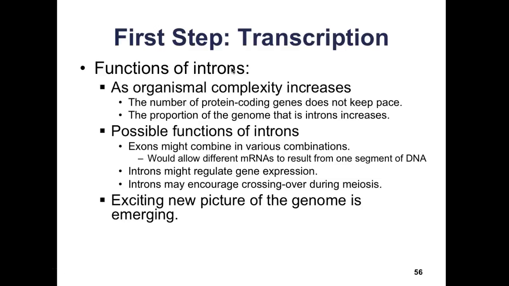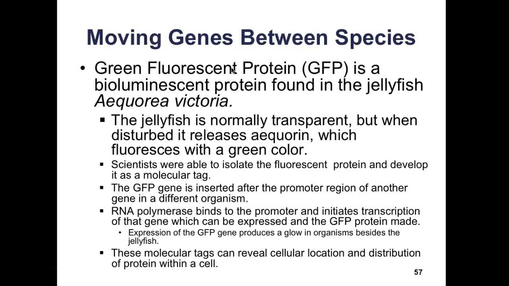Moving genes between species: there is a really interesting side note in your book that I would read over. It's on the green fluorescent protein, or GFP, and we might be able to do the pGlow gene lab in class. Ultimately, the green fluorescent protein is bioluminescent, and one of my favorite things about organisms within the ocean is their characteristic of bioluminescence.